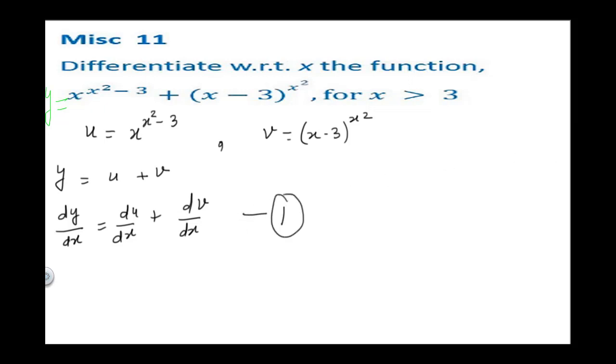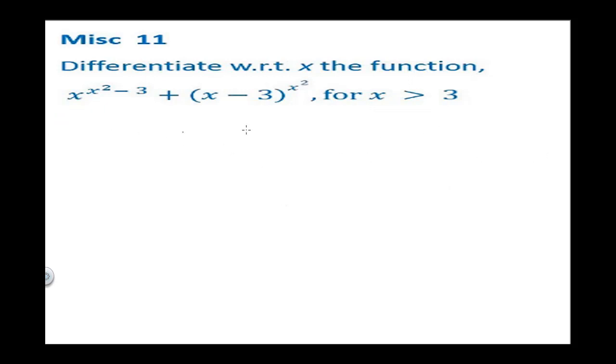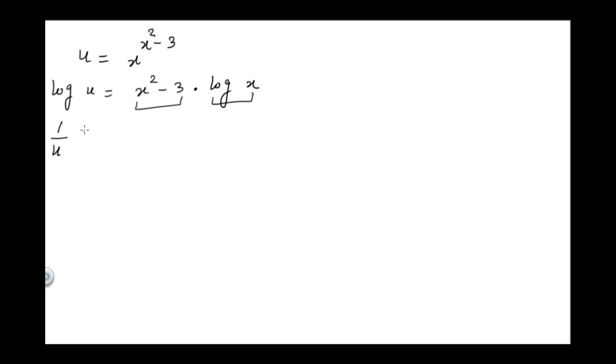So the first one is u, where we have u equals x to the power x square minus 3. Taking log on both the sides, we have log u equal to x square minus 3 will come in front, log of x. It's a natural log here. So you see here we are having two functions. We'll use the product rule.